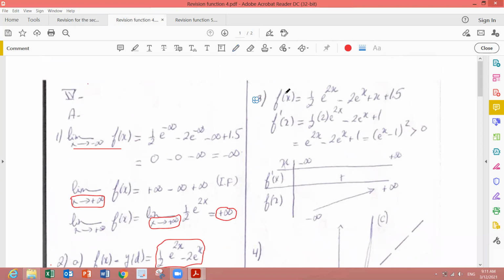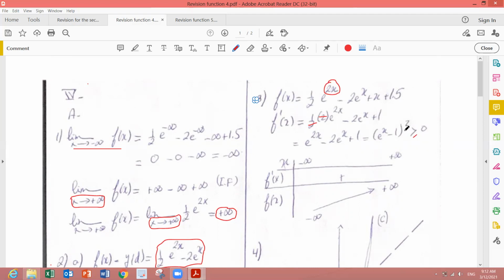Part 3. As I told you, for the derivative of e to the 2x, I take the derivative of the power. Derivative of 2x is 2. I multiply it by half times e to the power 2x, minus the derivative of 2e to the x, which is 2e to the x, plus the derivative of x, which is 1, and the derivative of 1.5 is 0. The 2 and 2 cancel. So it is e to the 2x minus 2e to the x plus 1, which equals (e to the x minus 1) squared, which is greater than or equal to 0.